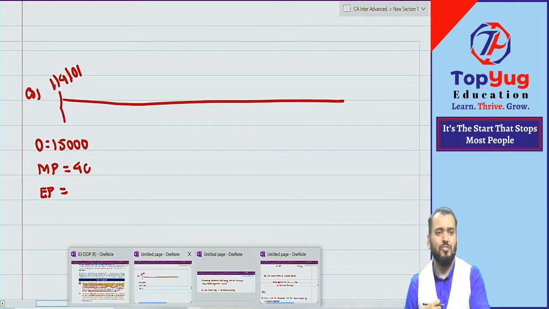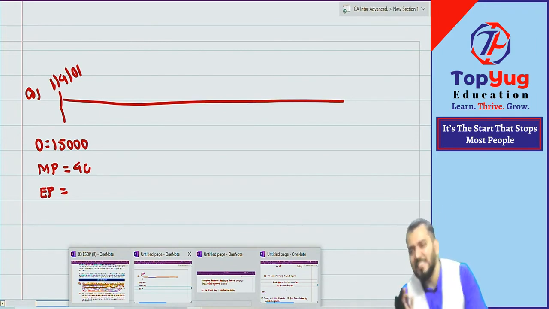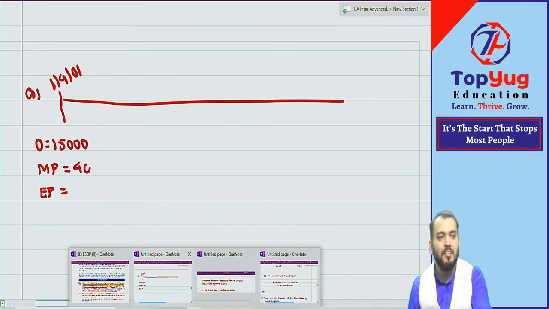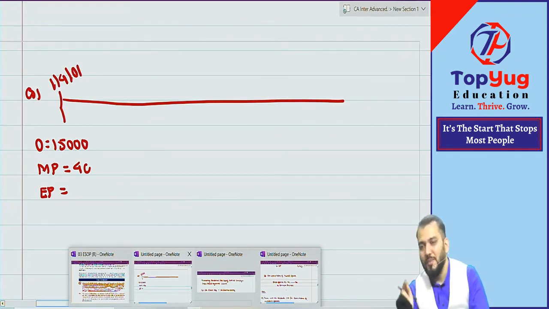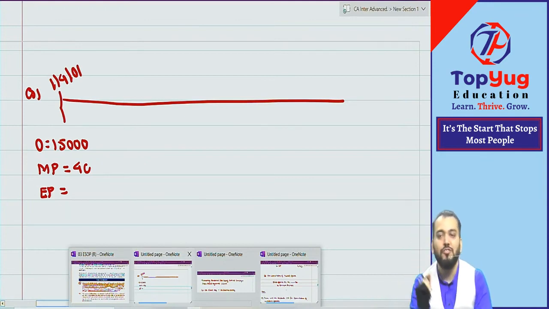Try to understand my emotions now. Face value, why face value? If the exercise price is not given, what is the best assumption you will take? From the emotions of this chapter, I am giving you two options: it should be equal to market price, or it should be zero. I have given two options, and out of these two options you have to choose one.